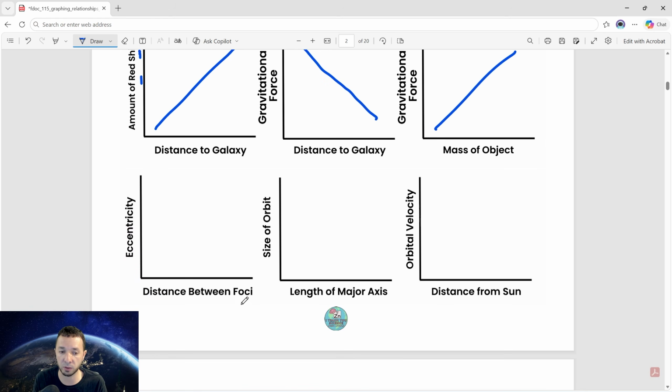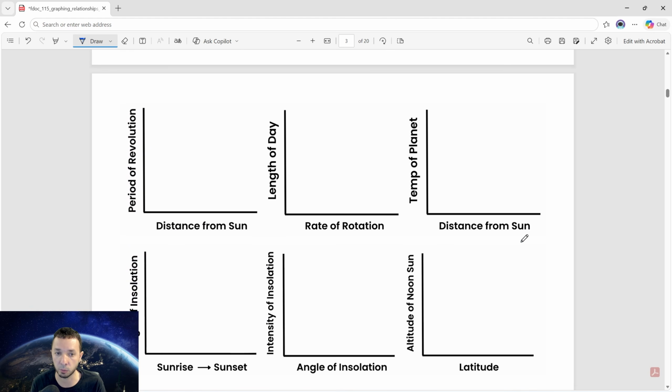As distance between foci increase, what happens to eccentricity? That should be an increase. As length of major axis increases, what happens to the size of the orbit? That should be an increase. Distance from the sun increases, what happens to the orbital velocity? That should be a decrease. Moving on, we're blasting through this here.